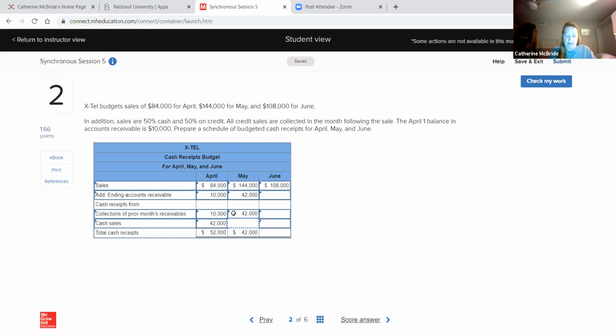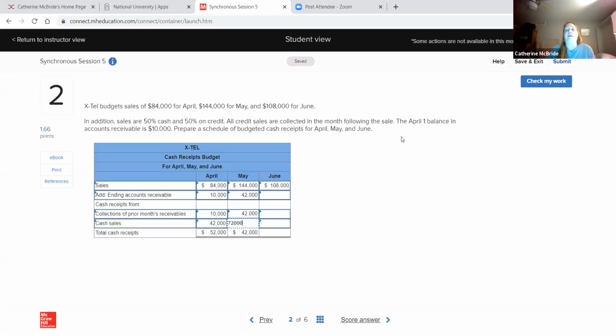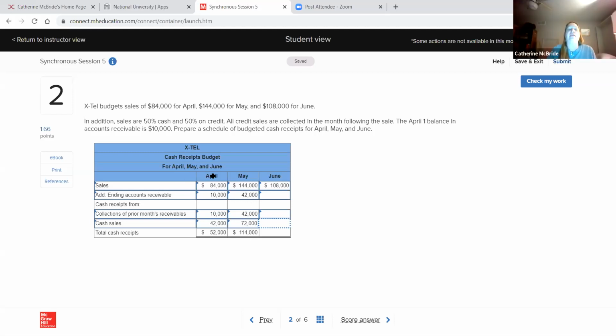Is this making sense so far? Yeah. So the 10,000, we're assuming it was the accounts receivable from the prior month, March. It says the April 1st balance in accounts receivable is 10,000. They have to give it to you. Okay. So that is the accounts receivable from March. Yep, exactly.